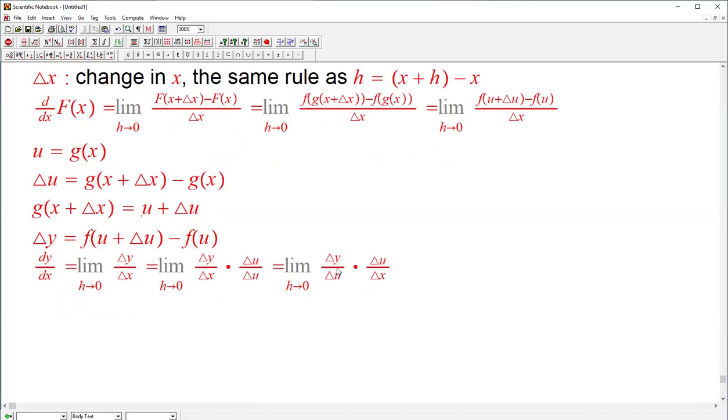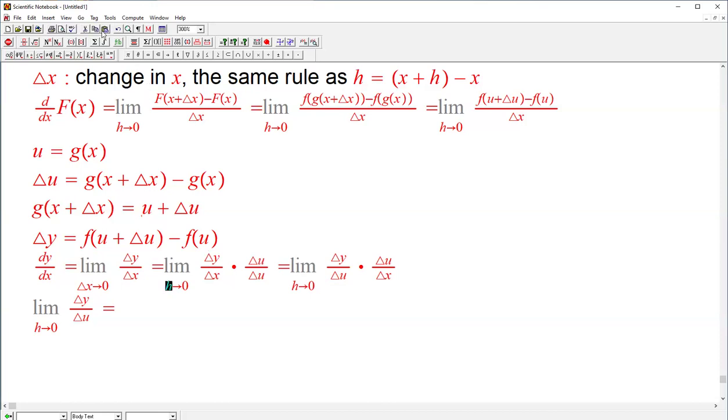Now, what is delta u and what is delta x? Well, we just described it. Now, let's look at this limit. This limit is delta y over delta u. Hold on, this is delta x, by the way. Sorry, I forgot to change the h here. It should be delta x. Forgive me. So this will be delta x. We know delta x is the same as h.